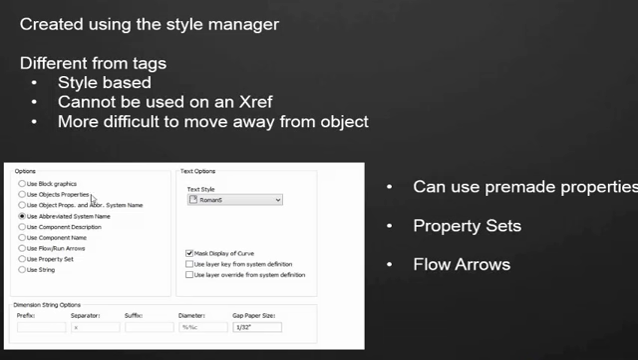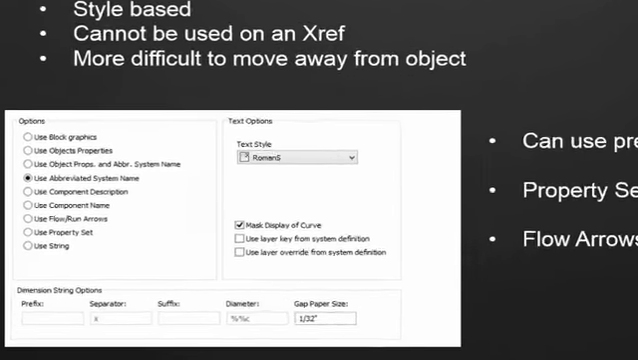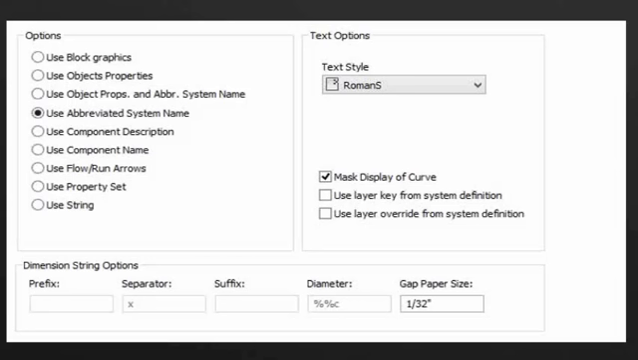bring in your nominal diameter. The object properties in a system name will give you your nominal diameter plus your system name. Your component description will be your description of your pipe. The name will be the name of the pipe.